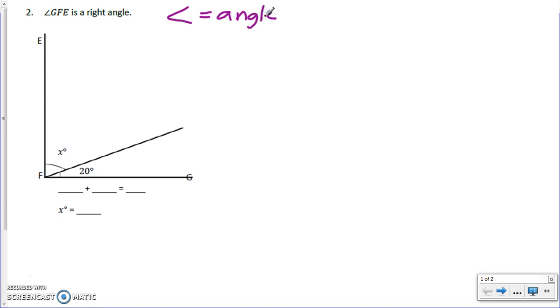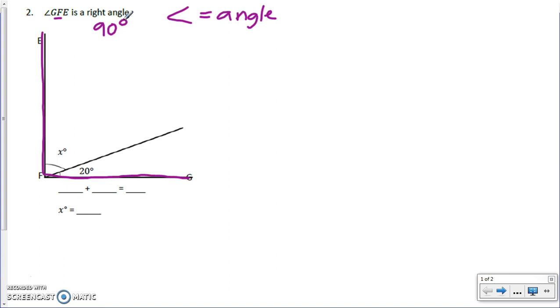So we have angle GFE. I'm just tracing it. Remember, F is in the middle, so F is really the angle we are talking about, is a right angle. So we need to think, what does a right angle equal? Right angle equals 90 degrees. So the total for this angle is going to be 90 degrees.